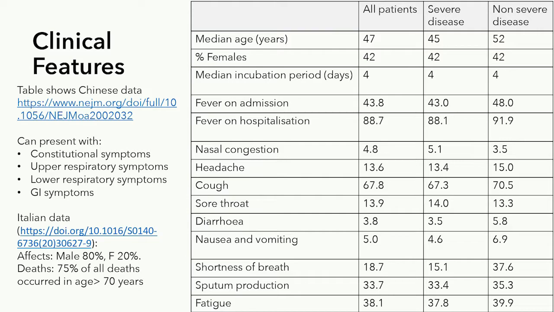If we look at the Italian data, the majority of patients affected were males, 80%, whereas only 20% were females. And we all know that it is more serious in older people, and this is confirmed by the fact that 75% of all deaths occurred in the population above the age of 70 years.